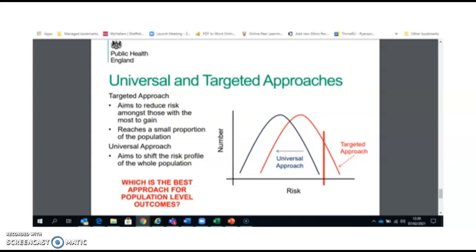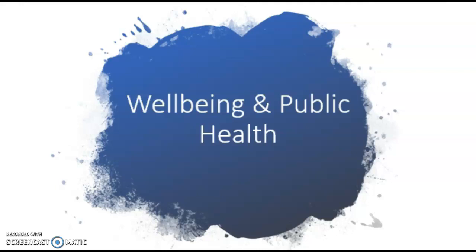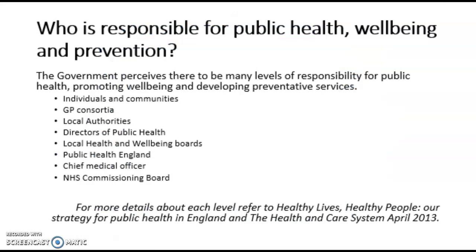To end the lecture, I'm just going to speak about well-being in relation to public health. And we've talked a lot about public health in this whole lecture, but I just want to focus in on it to end the lecture with. So, who is responsible for public health and well-being and prevention in the UK? Well, the government perceives there to be a number of levels of responsibility for public health and promoting well-being and developing preventative services.